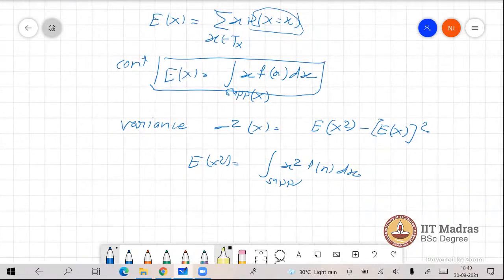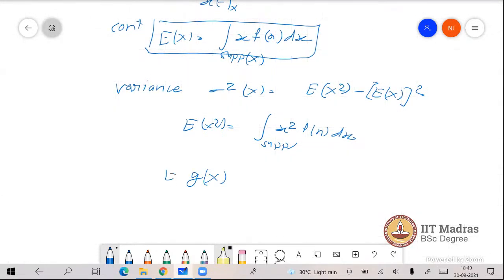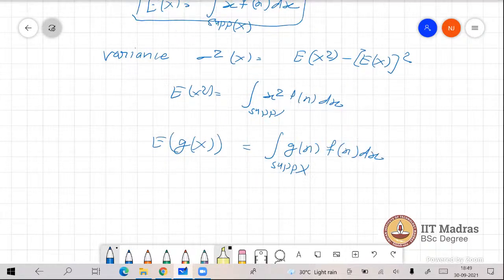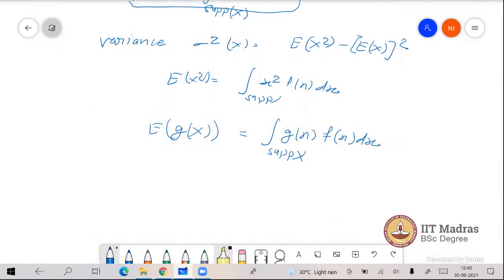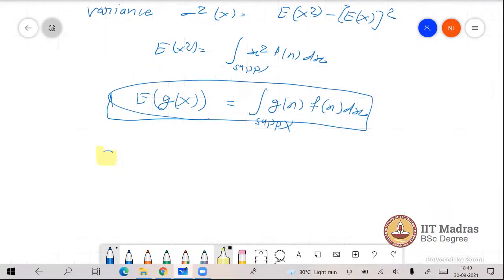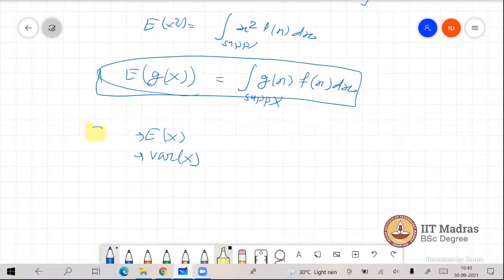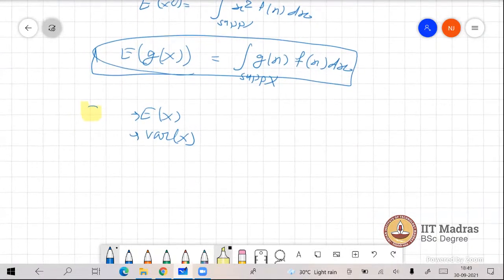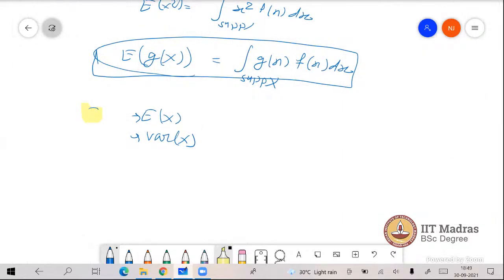For any function, let's say g of x, I need to find the expectation of g of x. So it is just g of x times the density function of x, integrated inside the support of x. It's true for every function of x. This is how you define the expectation, and the variance of x. It is easy now. Yeah, I think most of the part is done now. If you have any doubts or questions regarding week 4 content, you can ask.